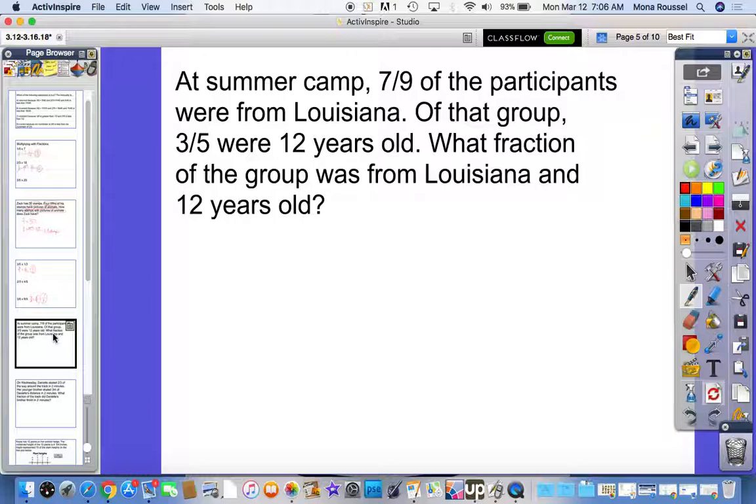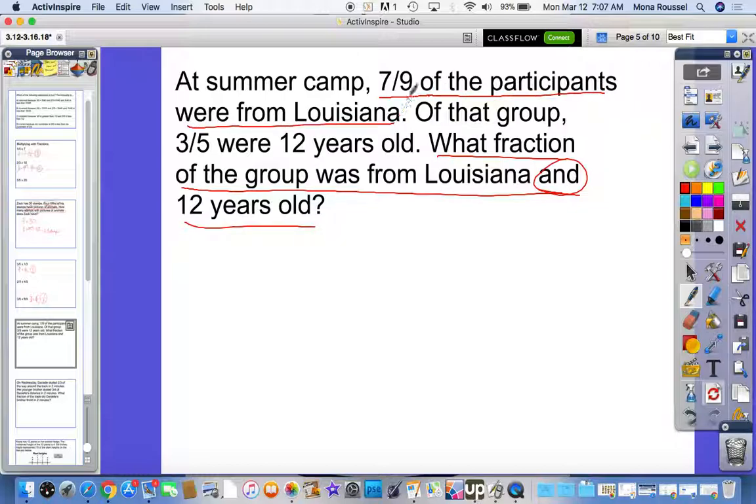Here we have at summer camp, 7/9 of the participants were from Louisiana. Of that group, 3/5 were 12 years old. And the question's asking us, what fraction of the group was from Louisiana and 12 years old? Well, we know from the first sentence, 7/9 of them were from Louisiana. And then we know that of that group, 3/5 were 12 years old. So 3/5 of that group refers back to this group from Louisiana. 3/5 of 7/9 were 12 years old.